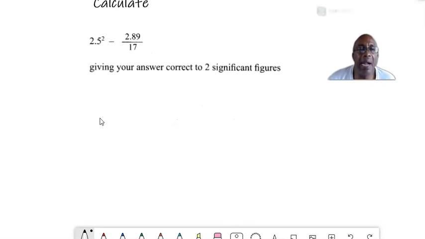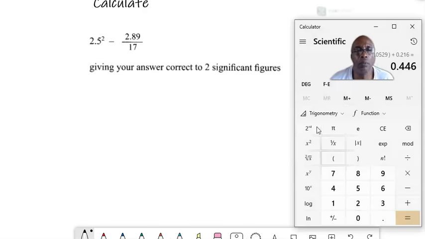In this example, I have 2.5 squared minus 2.89 over 17. Giving your answer correct to two significant figures. So let us go to the calculator. 2.5 squared. On my calculator, I put 2.5 and I press the square button, which on my calculator is the x squared button. I press it and I get 6.25. So 2.5 squared is 6.25.